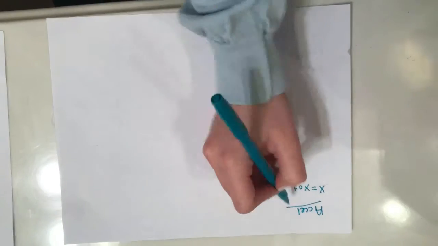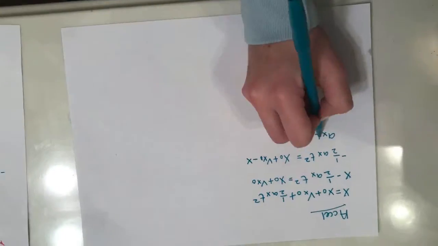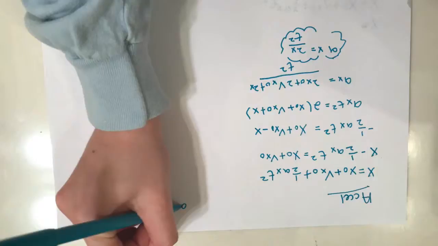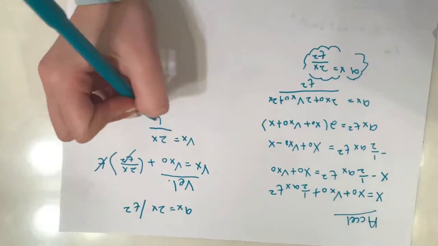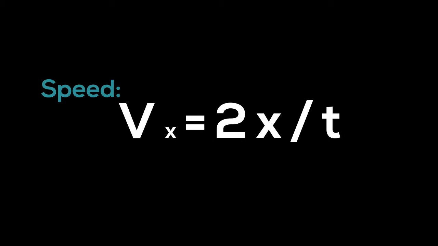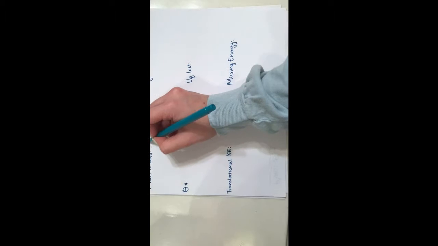To find acceleration, use the kinematic equation x = x0 + vx0 t + 1/2 ax t², and then solve the equation to isolate for acceleration. To find the speed at the bottom of the ramp, use the kinematics equation vx = vx0 + ax t, and then substitute the a with 2x/t². Then simplify the equation and you get vx = 2x/t.